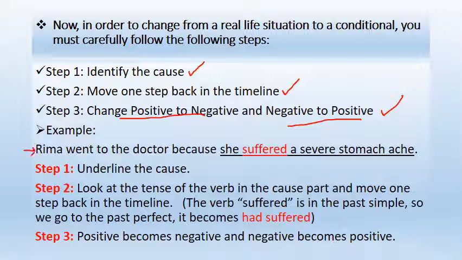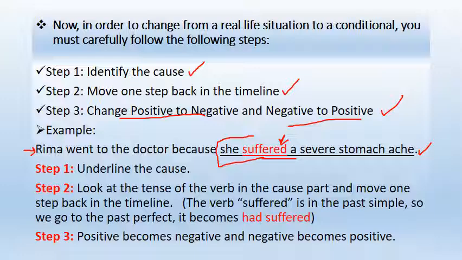Rima went to the doctor because she suffered a severe stomach ache. This is what really happened. Now I want to change that to a conditional. Step 1, underline the cause. Of course, it's after because: she suffered a severe stomach ache. That's my cause. Step 2, I take a look at the verb that is in the cause part, in the condition part.